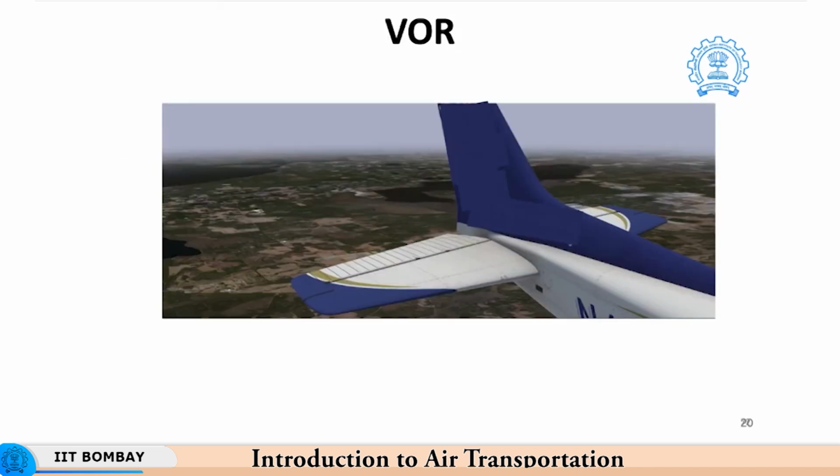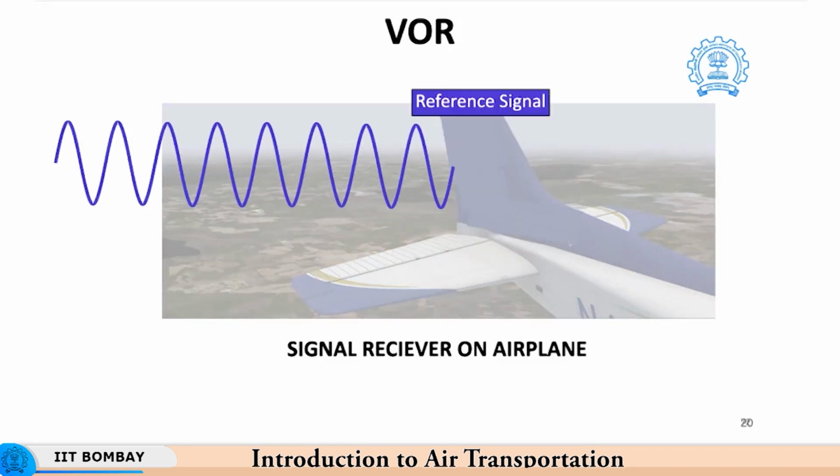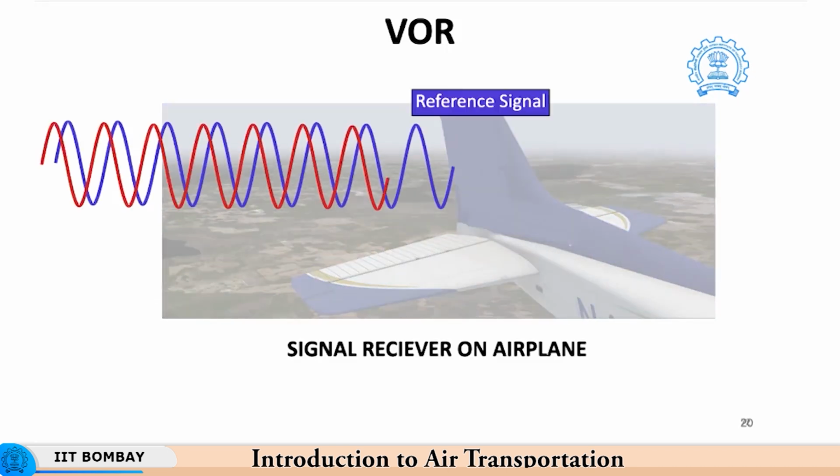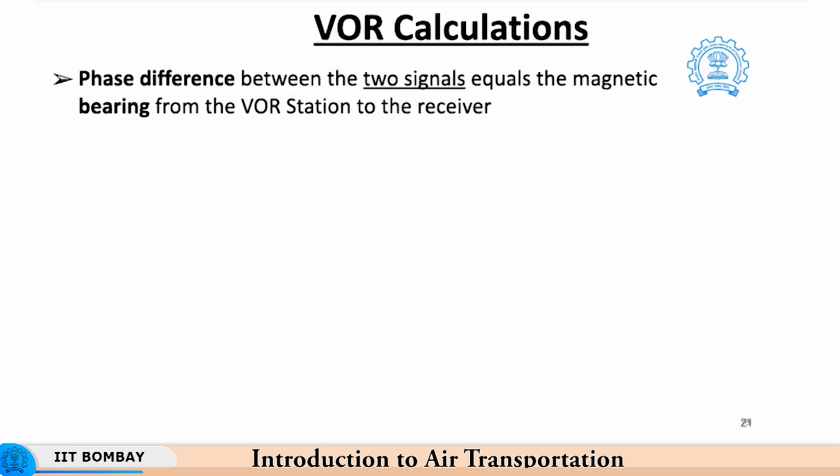Now let's understand the different aspects of this VOR navigation. When an aircraft is flying within a range of 200 miles of a particular VOR station, the aircraft will receive two types of signals. One is called the reference signal, and the other is called the variable signal. Both these signals are at a particular phase difference, and the phase difference which is coded for different radial directions determines the bearing of the VOR station with respect to the aircraft.